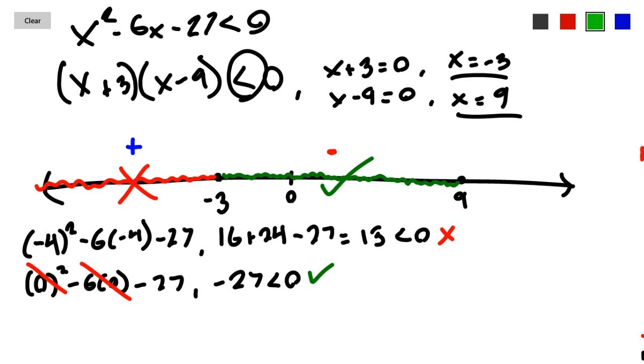And so the last interval that we need to test is this one right here from 9 to infinity. Just pick any number that is greater than 9. I'm going to pick x is equal to 10 for this one. So I have 100 minus 6 times 10 minus 27.